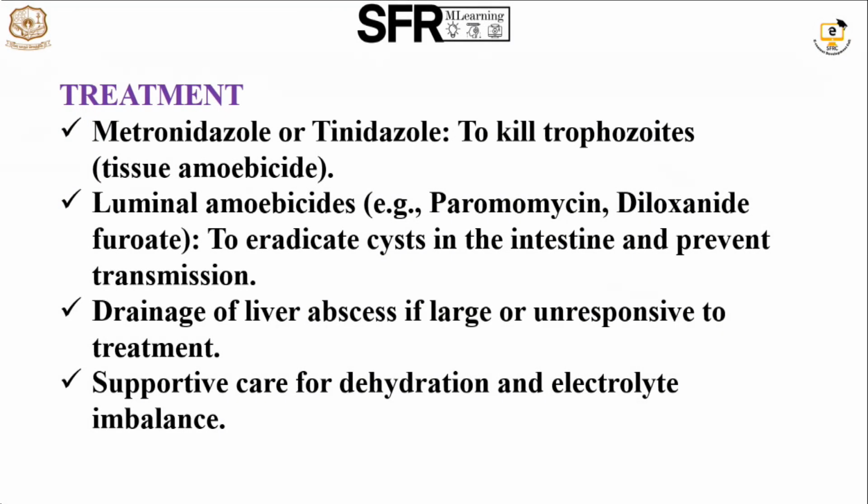And the next is the treatment. If any person is affected by the protozoal infection, we need treatment like metronidazole or tinidazole, used to kill trophozoites, which are tissue amoebicides, and luminal amoebicides, for example paromomycin and diloxanide furoate, to eradicate cysts in the intestine and prevent transmission of the protozoa.